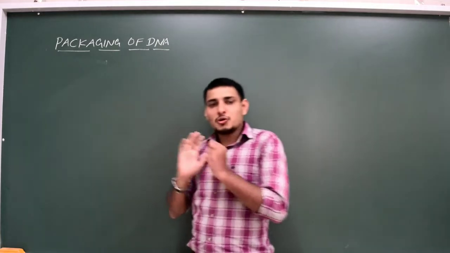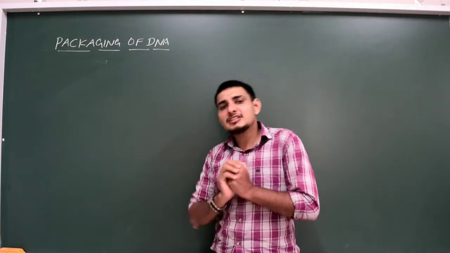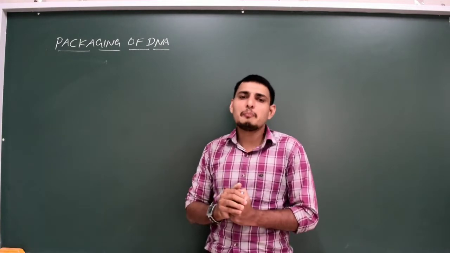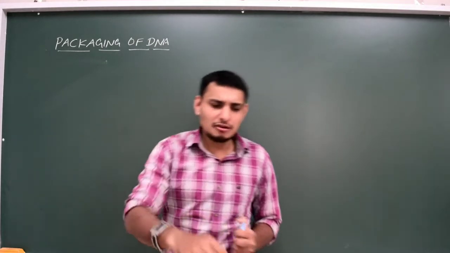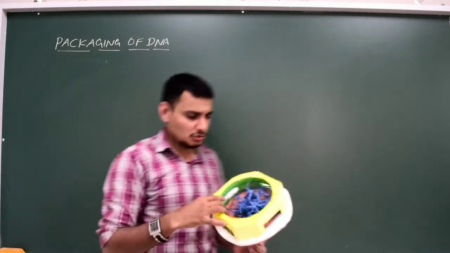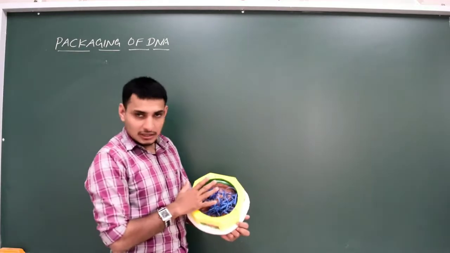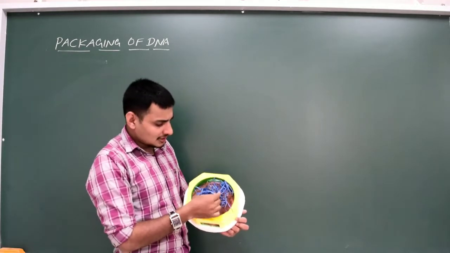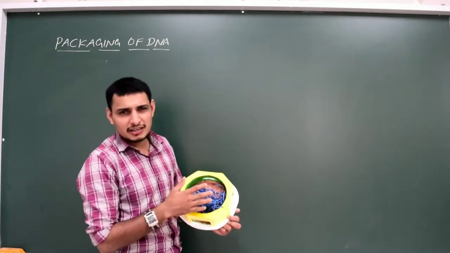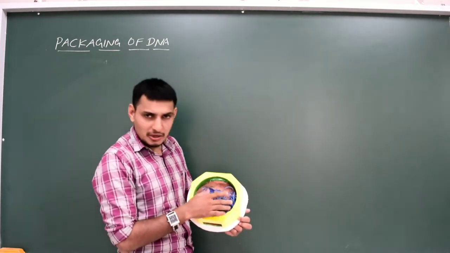First of all, I am talking about how the DNA is packed in eukaryotes. Why should the DNA be packed? The simple reason is, if you look into the structure of the nucleus, so this is the nucleus in eukaryotes, and this is actually the DNA. In other words, we can call it the chromatin thread. So this is the chromatin thread.